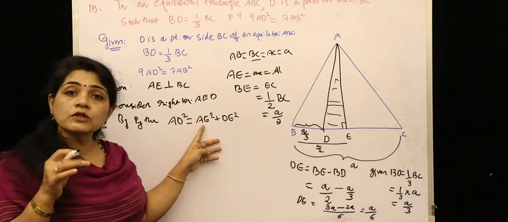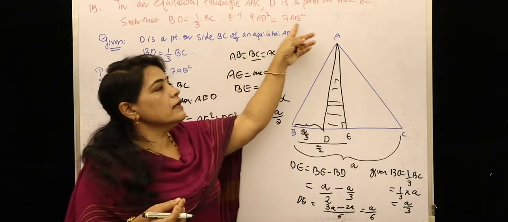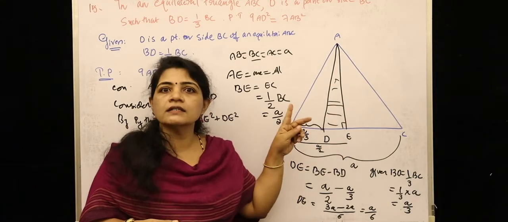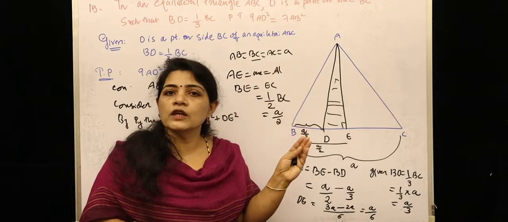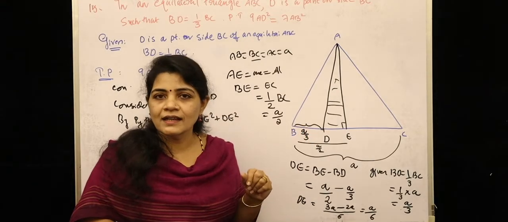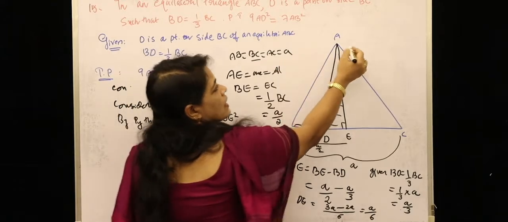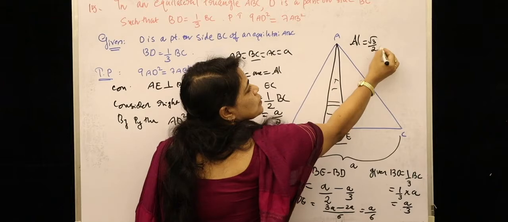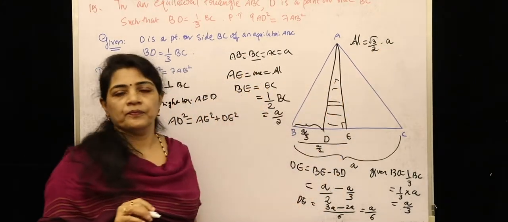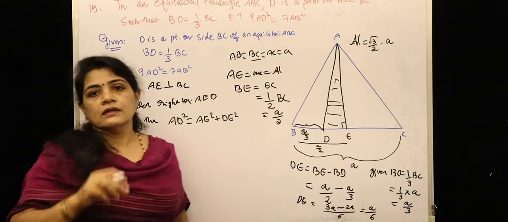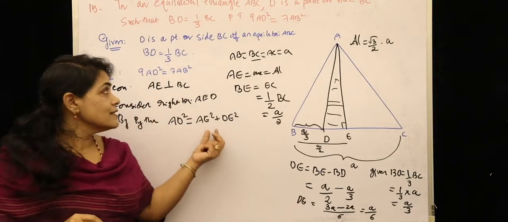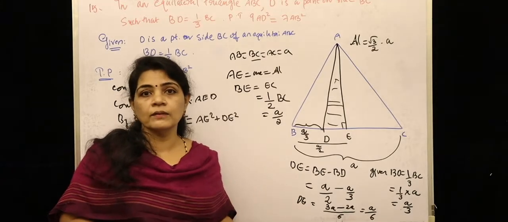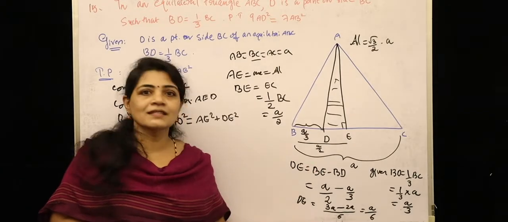Now how can we substitute for AE? See, from the figure, what is AE? By construction, it is the altitude of an equilateral triangle. By formula, we know that for an equilateral triangle, altitude equals root 3 by 2 into side. Side is A. If you know this formula, you can easily get the required proof without many steps. The proof becomes simple if you know all these simple tips.